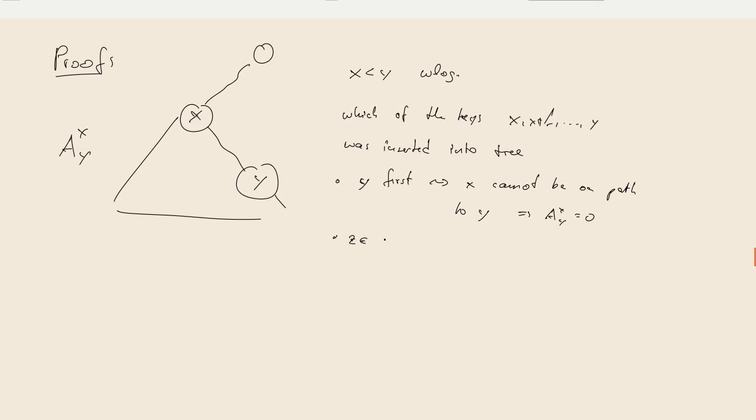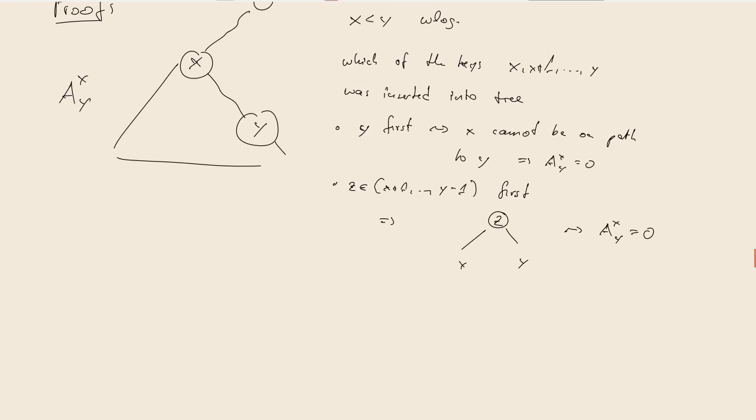Now if some z strictly between the two was first inserted, that means that x and y are on different sides of z in the tree. And then the same result is true. We can't have that x is on the path to y because they were separated by z. And the last case is that x is inserted first, and we have to show that then x is on the path to y.